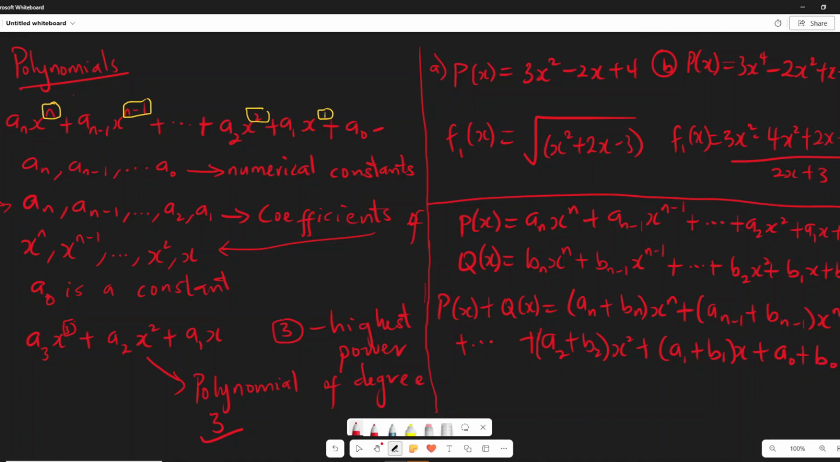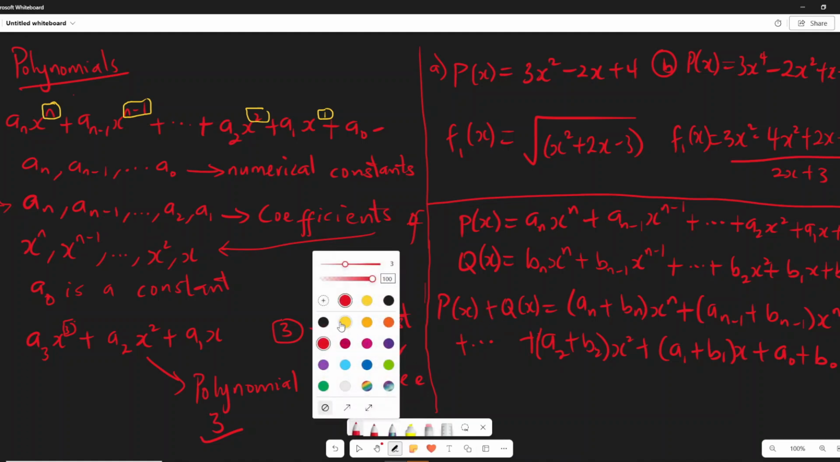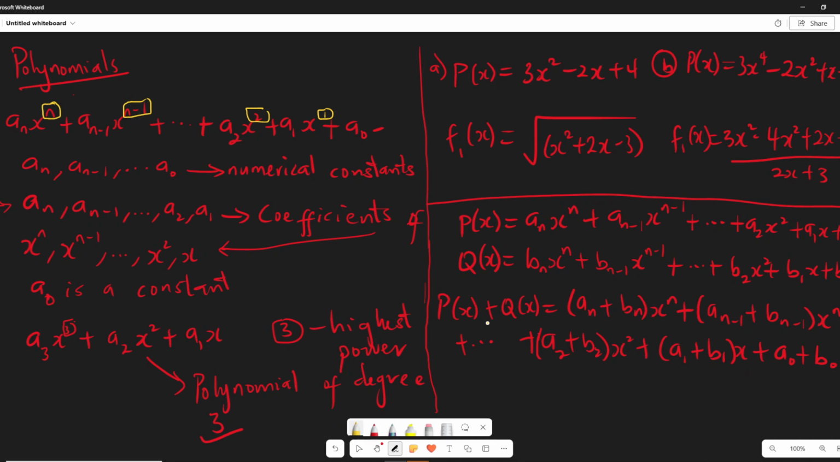Now, if it was negative, the only difference would be that we change the sign. Let's write plus there. We just change the sign to minus. So if it was negative, we have minus instead of plus. That's the only difference for negative and positive. So that's the addition or subtraction of polynomials.